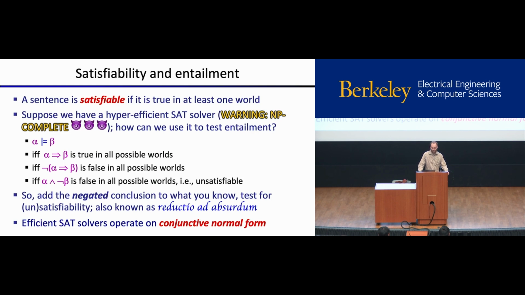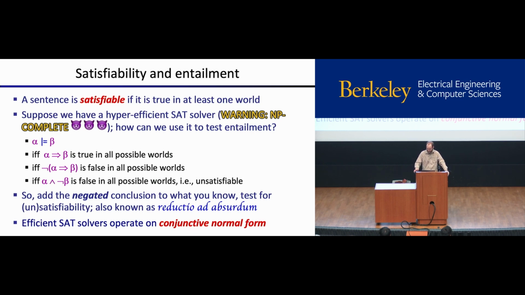Now, efficient SAT solvers operate on a particular form of sentence called conjunctive normal form. So I'll tell you how to turn any sentence in propositional logic into conjunctive normal form. And then we can get to efficient SAT solvers.